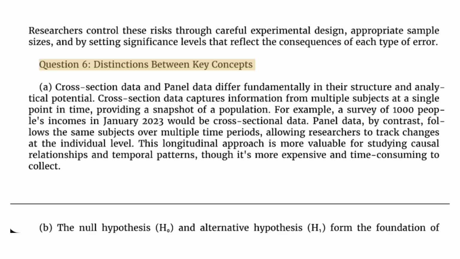Question 6. Distinctions between key concepts. A. Cross-section data and panel data differ fundamentally in their structure and analytical potential. Cross-section data captures information from multiple subjects at a single point in time, providing a snapshot of a population. For example, a survey of 1,000 people's incomes in January 2023 would be cross-sectional data. Panel data, by contrast, follows the same subjects over multiple time periods, allowing researchers to track changes at the individual level. This longitudinal approach is more valuable for studying causal relationships and temporal patterns, though it's more expensive and time-consuming to collect.